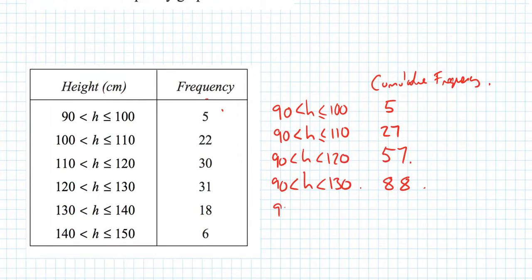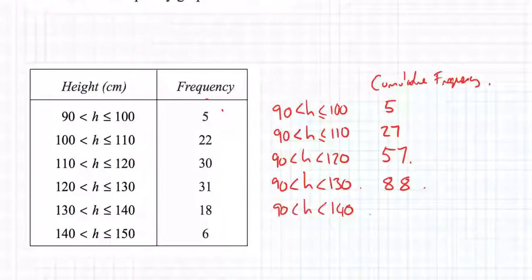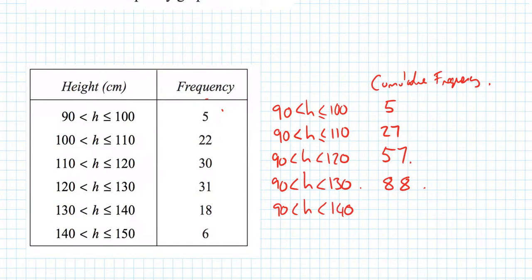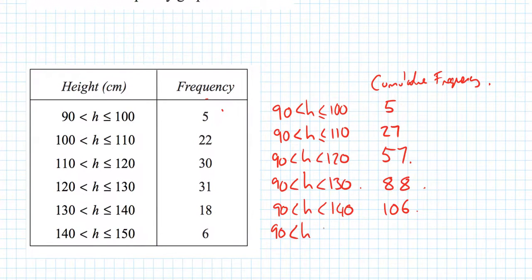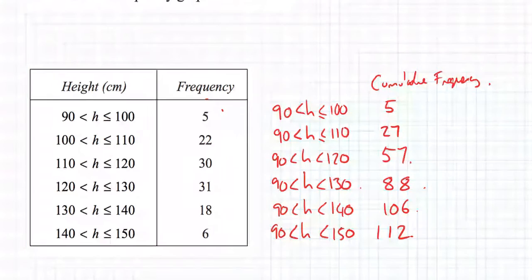Then if I wanted to know the number of people who are between a height of 90 and 140, I've got to add up another 18 onto the 88. If I do that, I am going to have 106. And then finally, the combined total of everybody between 90 and 150, I've got to add a 6. So I'm going to have 112. So that's how we create cumulative frequencies.